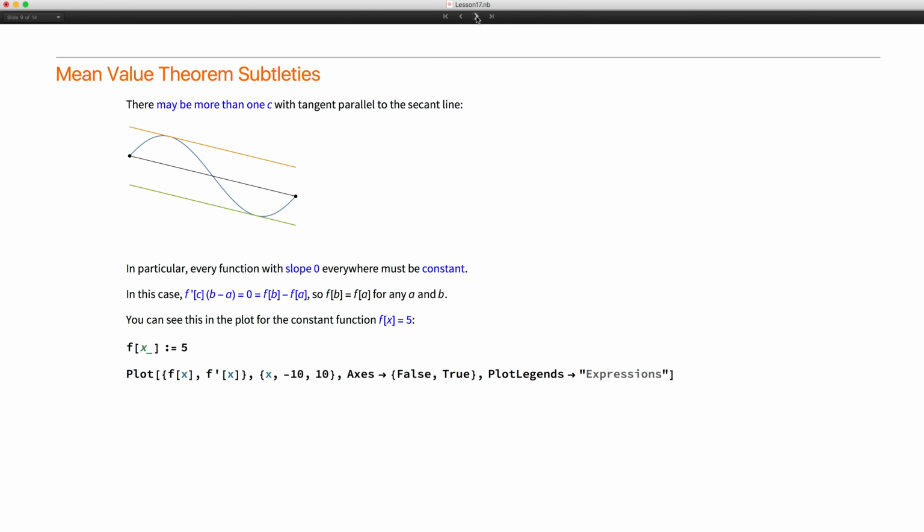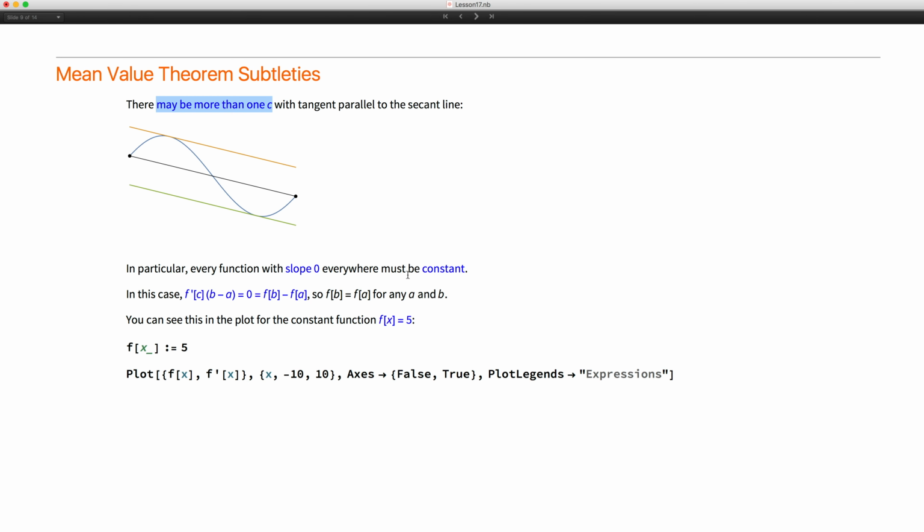So there are some issues with the mean value theorem and how you interpret it. For example, you could have more than one c which satisfies the theorem. Here you have a curve in which that's the secant line, and those two tangents have got the same slope as the secant line.